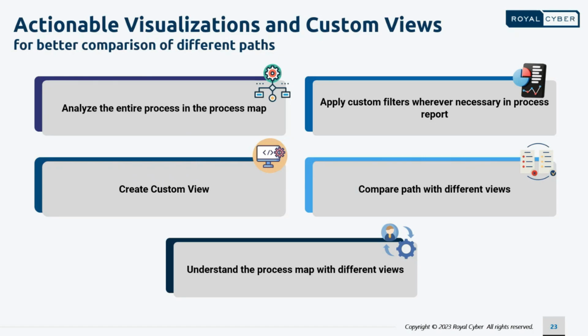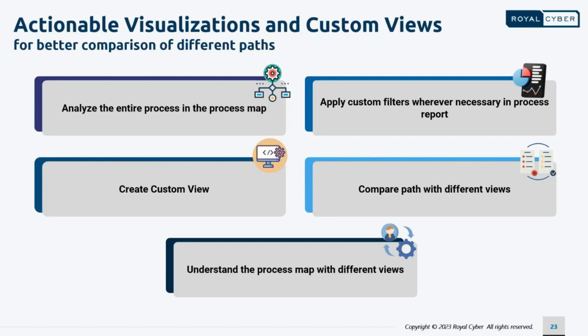And then we can even apply custom filters wherever necessary in the process report. So we can see the paths according to variants as well. We can see the whole process path. We can see according to instances as well, and we can see some part of the process as well, according to our choice.